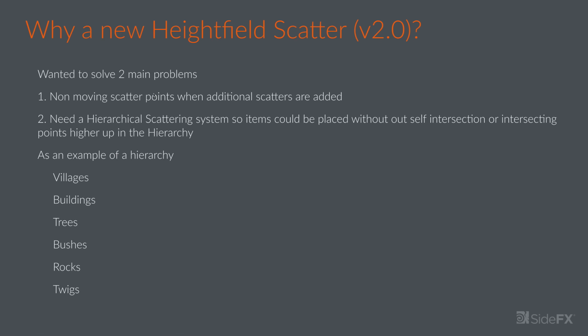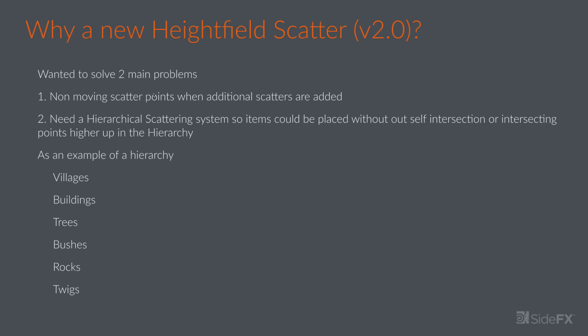Well, we wanted to solve two main problems. The first problem was non-moving scatter points when additional scatters are added. So imagine you just created your terrain and now you want to start decorating it. Probably the first pass you're going to do is place your major trees or villages, things that are going to be used for waypointing. So once you place them and you're happy with the placement, you don't want those points to be moved around if you do another scatter. So we solved that problem, and now you can do multiple scatters and have the previous scatters stay locked in place.